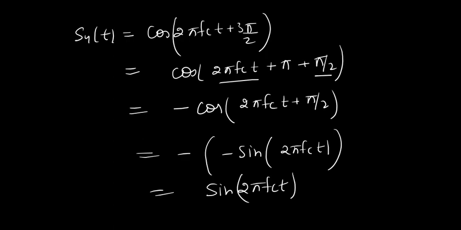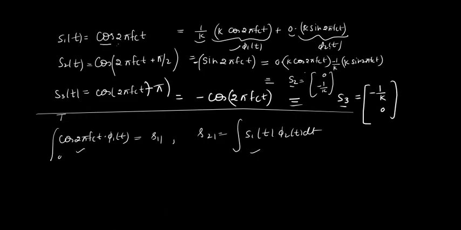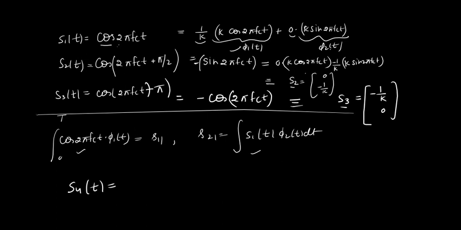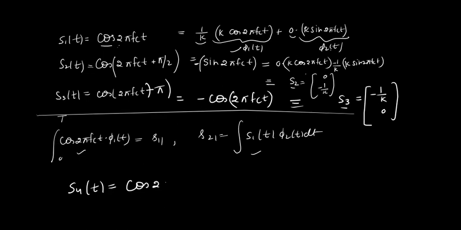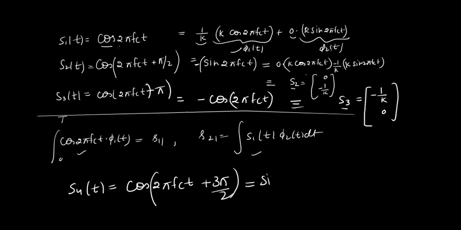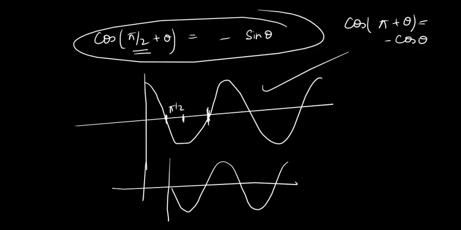Next, अभी क्या करने का? So now what you have to write as S4(t) is cos of 2π f_c t plus 3π/2, which is equal to sine of 2π f_c t, and by looking into it you can easily write that it is 0 of φ1(t) plus 1/k of φ2(t). So, 0, 1/k.